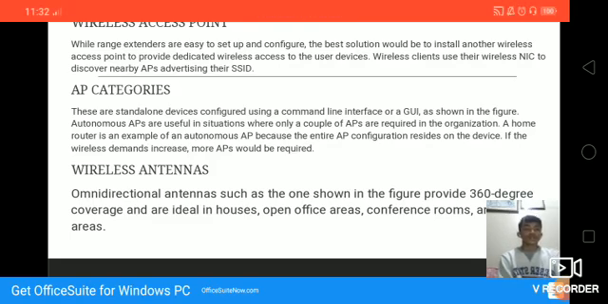Wireless antennas. Omnidirectional antennas such as the one shown in the figure provide 360-degree coverage and are ideal in houses, open office areas, conference rooms, and outside areas.